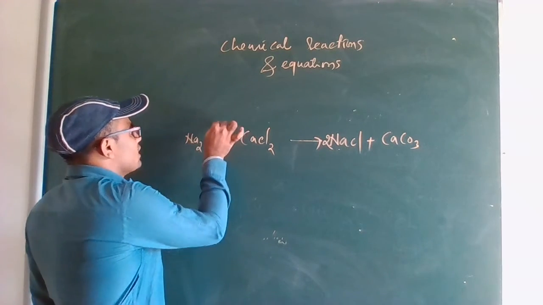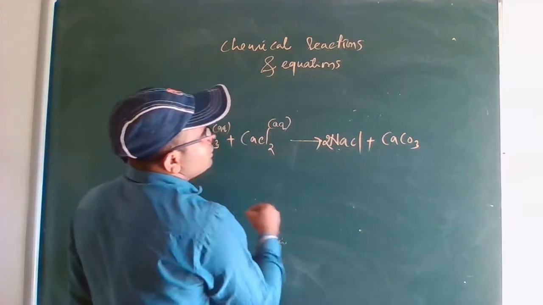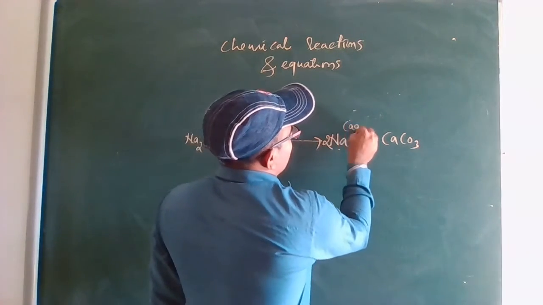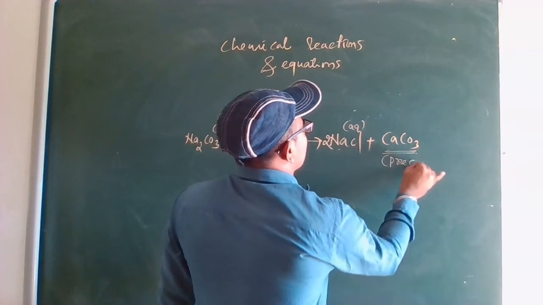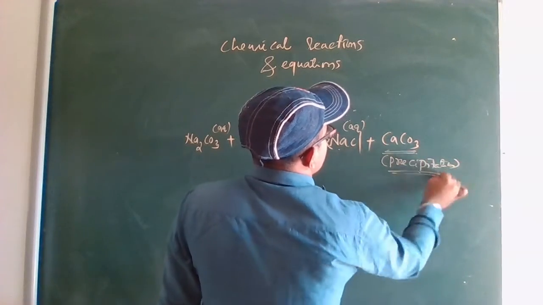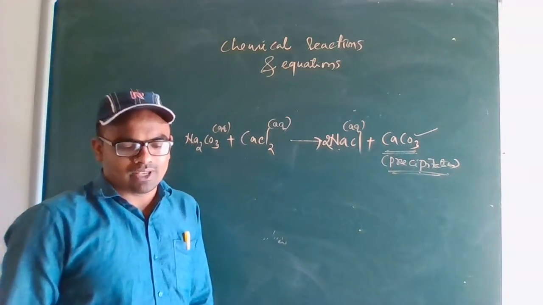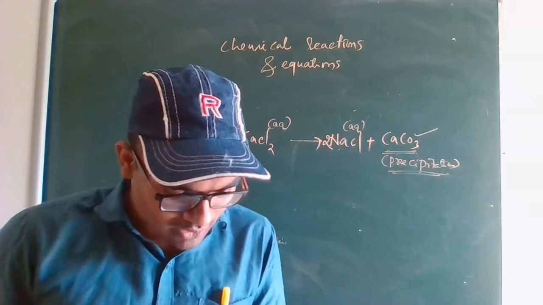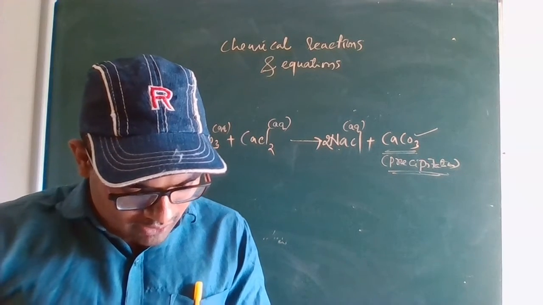See here, this is aqueous. This is also aqueous because both are salts. This is also aqueous, but the calcium carbonate formed is a precipitate. So this is insoluble, so it is a precipitate. Calcium carbonate is a precipitate. Here it is a precipitate.